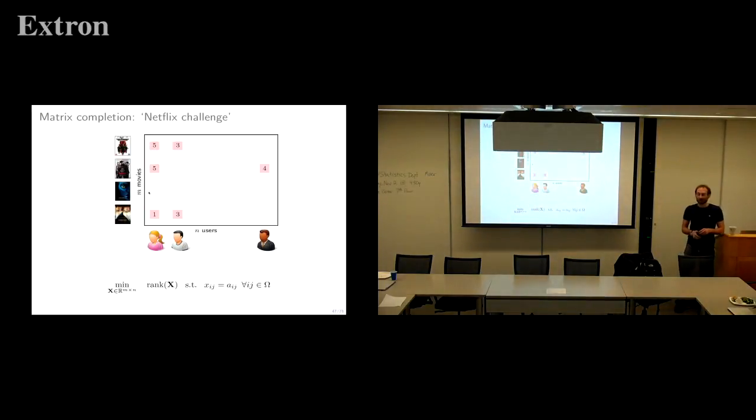So the usual way this problem is approached is algebraically. Basically, you have a huge matrix. Let's say the number of users by the number of movies. So typically the number of users will be in the tens of millions for Netflix, and the number of movies will be probably hundreds of thousands. Okay, so it's a huge matrix.